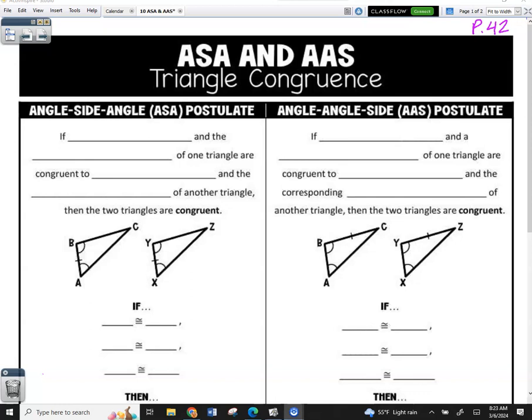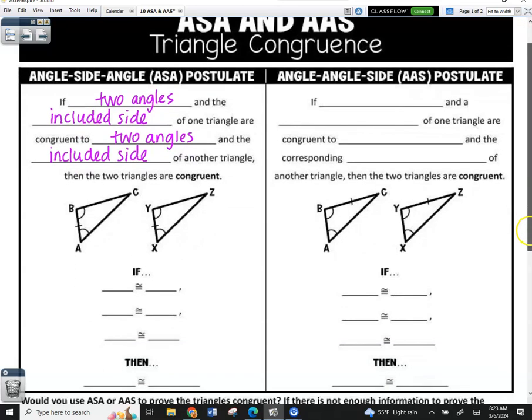Let's jump through these and then we'll practice. So, if we have angle, side, angle, clearly we have 2 angles. And this time we have the included side of one triangle congruent to 2 angles and the included side of another triangle. If you have that scenario, then you have an angle, side, angle shortcut.